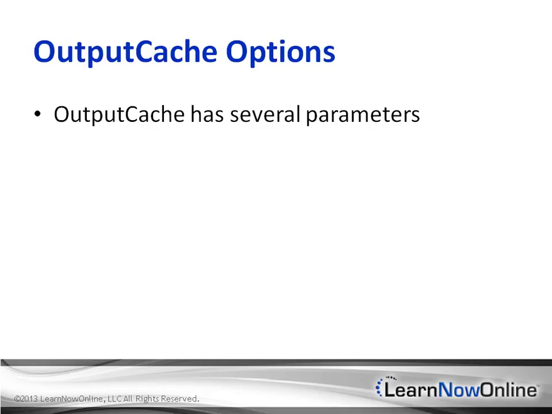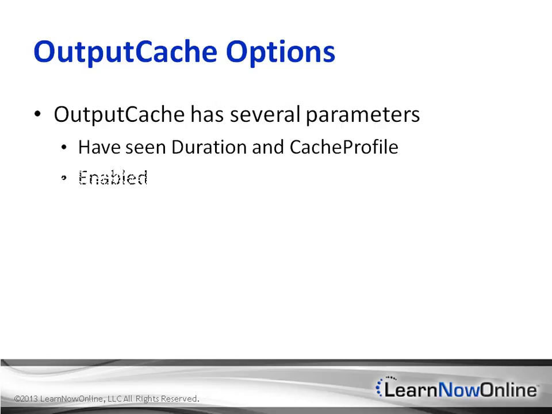So there are several parameters that you can use with the output cache attribute. And these are the same parameters that are supported by the ASP.NET Cache object, except for vary by control. So for the most part, MVC is just surfacing the features of that object. Okay, so you've seen duration and cache profile. Just showed you an example of those. There's also an enabled option. So you can use this to turn on and off output caching. Makes it a little bit simpler than commenting out an output cache.